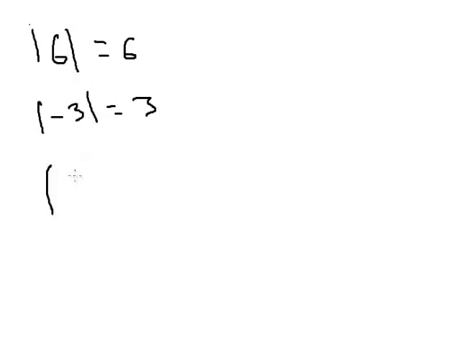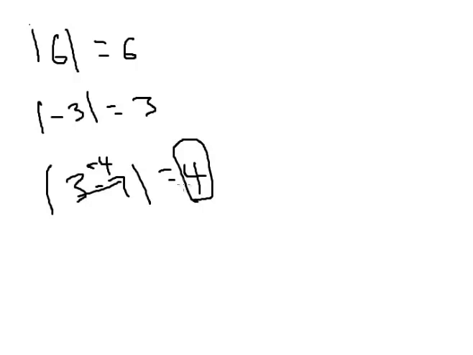If you have, for example, the absolute value of 3 minus 7, well, 3 minus 7 is negative 4, and so the absolute value of negative 4 is just plain old 4. So that's fairly simple. Now let's take a look at equations regarding absolute value. I'll look at a simple one first, and then maybe one that's a little bit more complex.